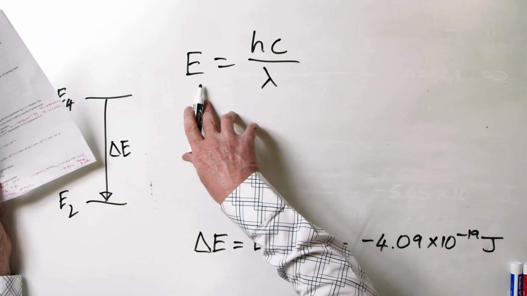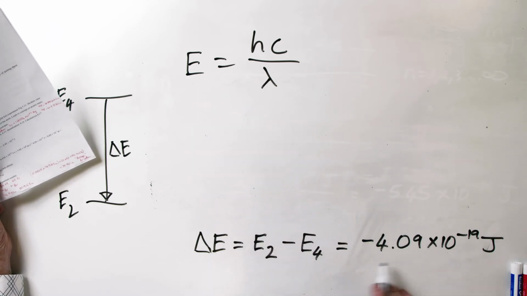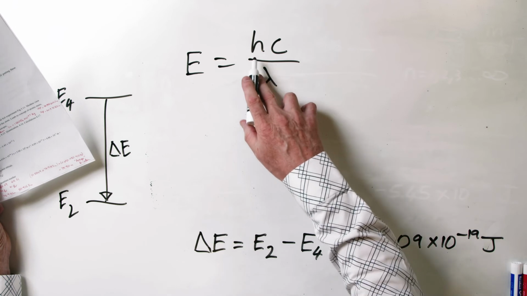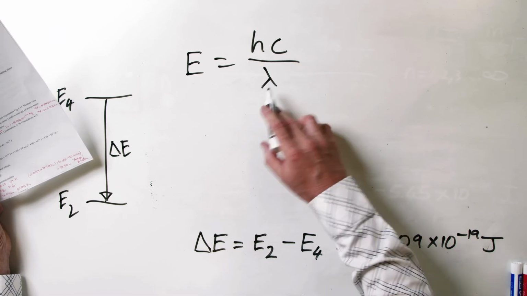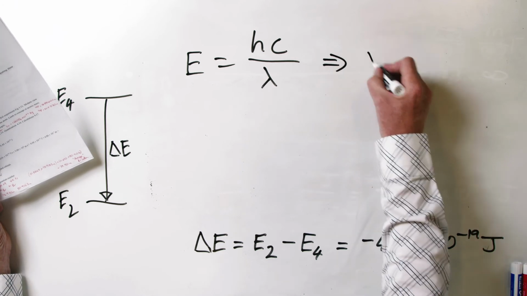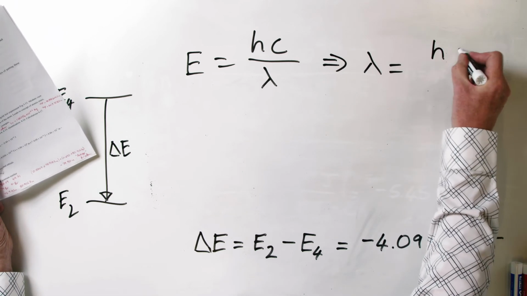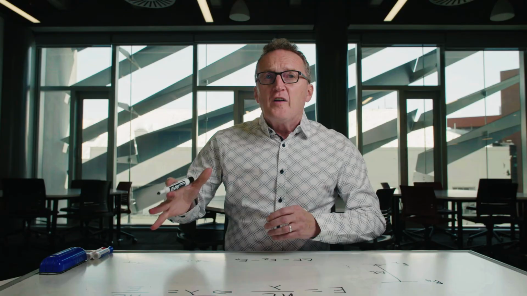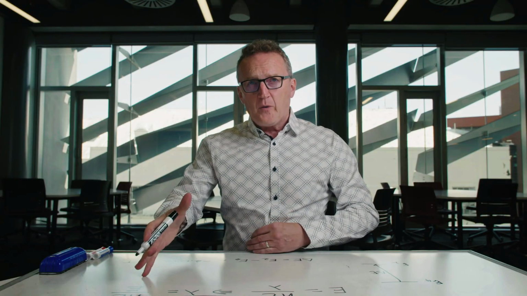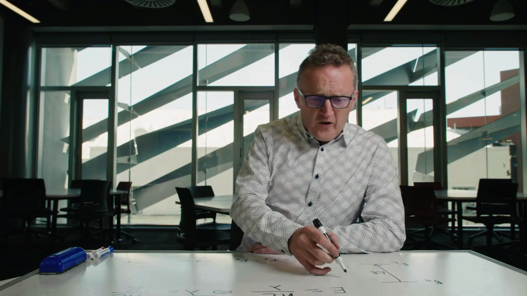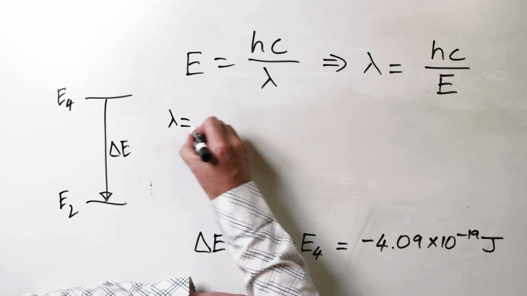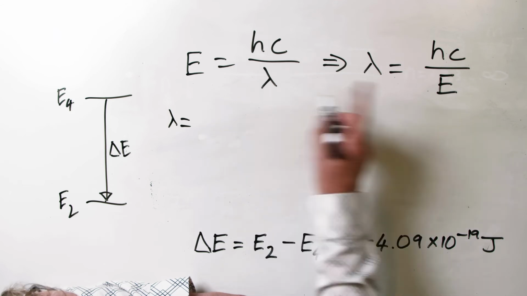We know what E is now. We've calculated this. It's this number here. We know what h is, that's a constant. We know what c is, that's a constant. We want to find what lambda is, the wavelength. So lambda is equal to hc upon E. So that's our rearranged equation. And so let's do the calculation. So what have we got? We've got lambda is equal to hc upon E.